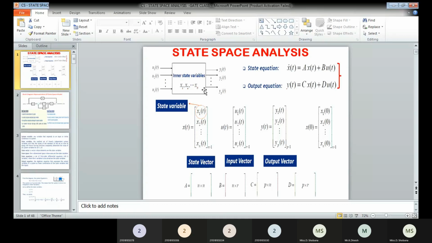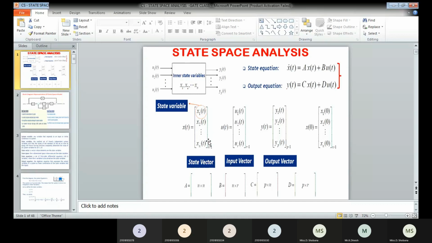But in practical cases, the system has to be analyzed in time variant cases also. For that reason, we are going for the state space analysis. The system can be analyzed in time variant conditions, and we can vary the input variable as well as the system variable in order to obtain the desired or controlled output. This is the main thing. That's why we are going for the state space analysis.